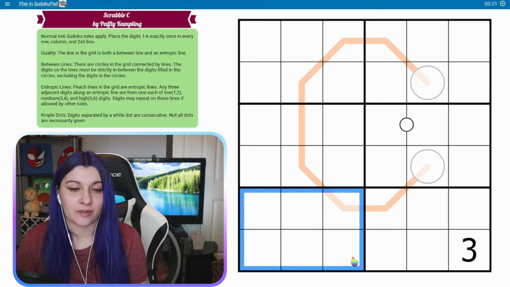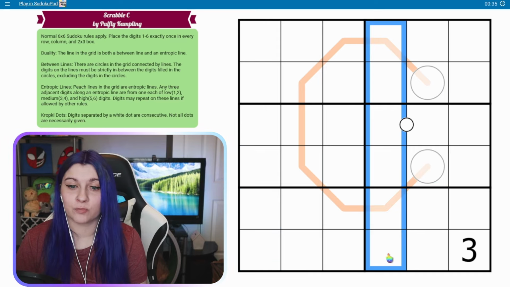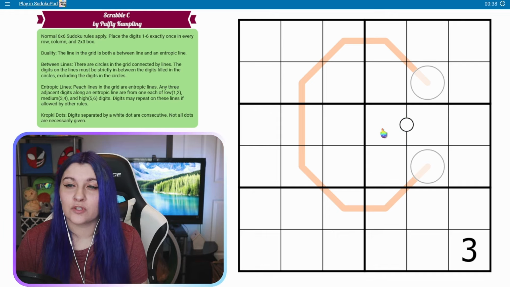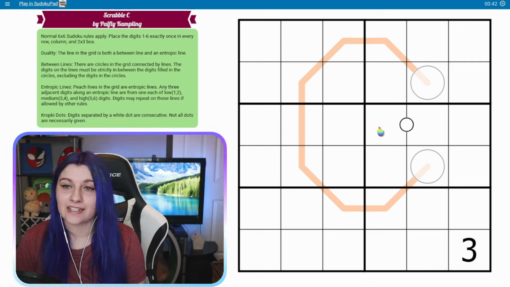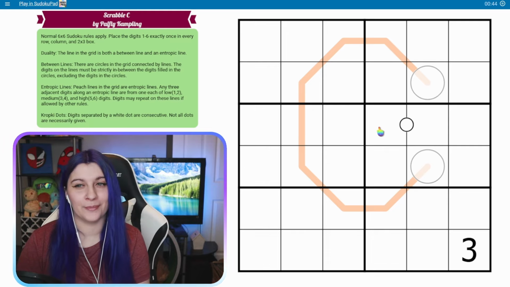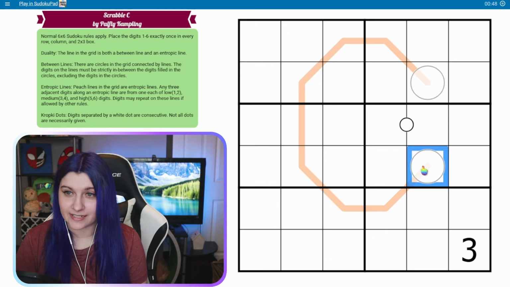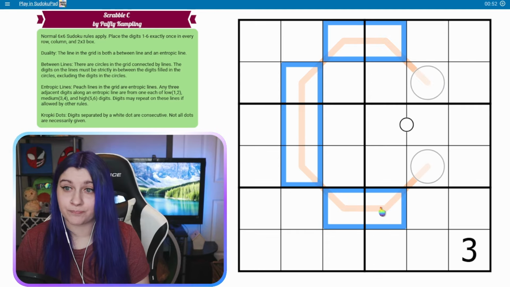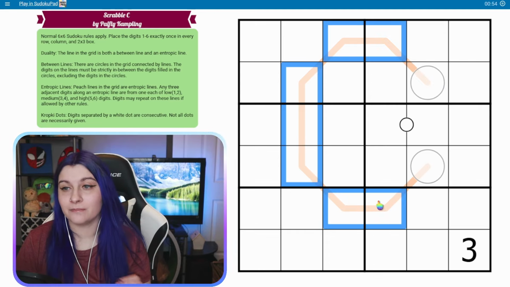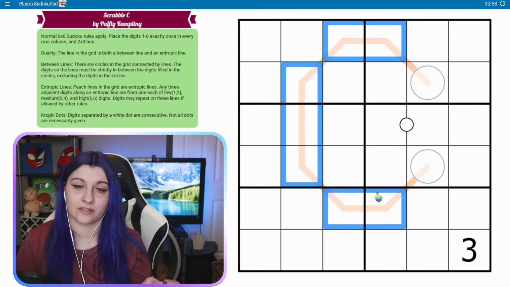So once each in every box, once each in every row, once each in every column, we're going to have to place those numbers. We have duality. The line in the grid is both a between line and an entropic line. Ooh. Between lines, there are circles in the grid connected by lines. The digits on the lines must be strictly in between the digits filled in the circles, excluding the digits in the circles.